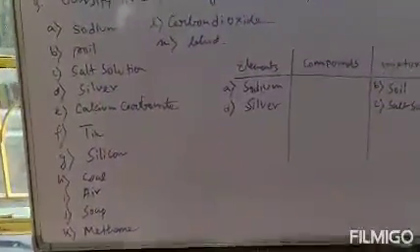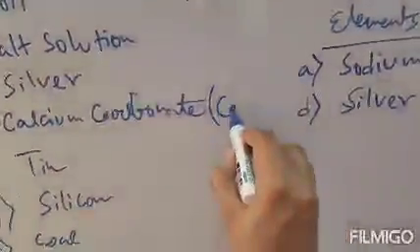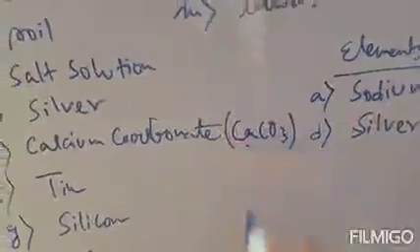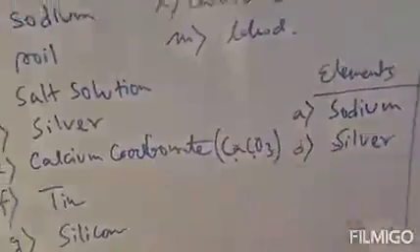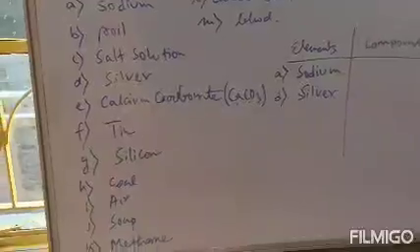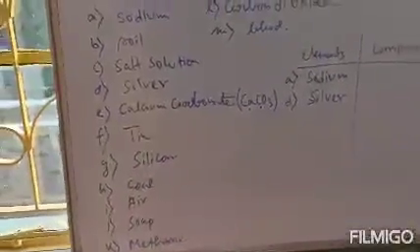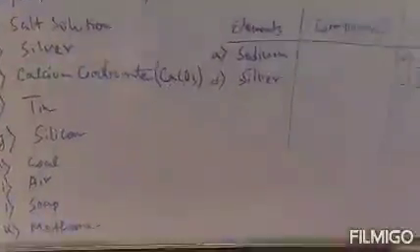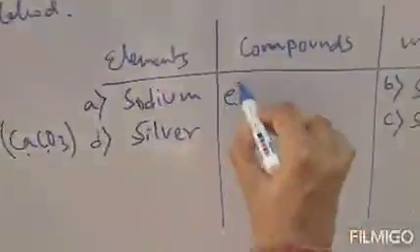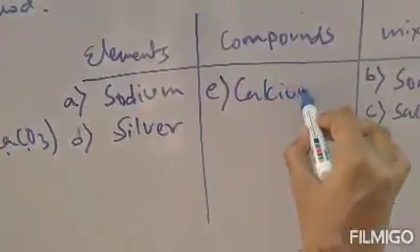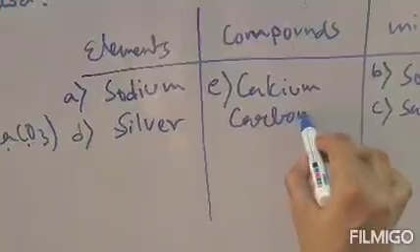Next, calcium carbonate. Calcium carbonate is a compound, because the formula of calcium carbonate is CaCO3. That means there is calcium, there is carbon, there is oxygen. These three are elements. Calcium is an element, carbon is an element, oxygen is an element. So by the definition of compounds, when two or more elements combine together, they are termed as compounds. So calcium carbonate is a compound.